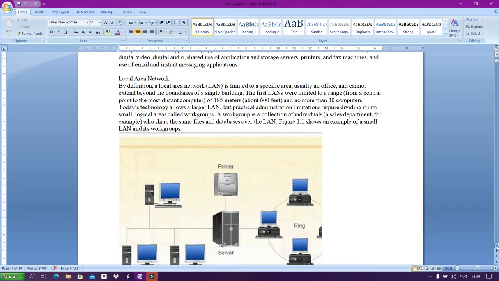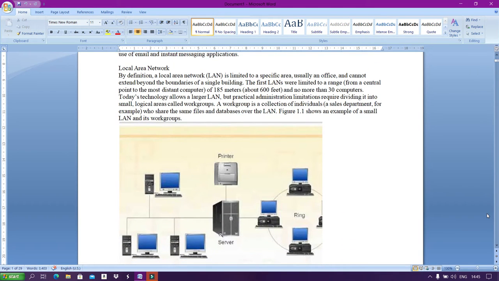Okay, local area network. By definition, a local area network, LAN, is limited to a specific area, usually an office, and cannot be extended beyond the boundaries of a single building. The first LANs were limited to a range from a central point to the most distant computers of 185 meters, about 600 feet, and no more than 30 computers. Today's technology allows a larger LAN, but practical administration limitations require dividing it up into logical areas called workgroups.